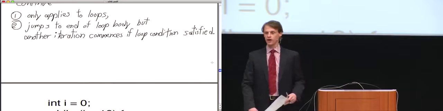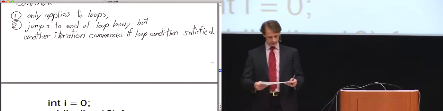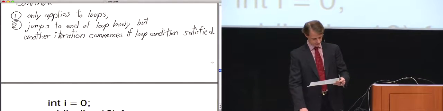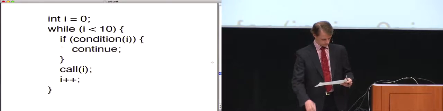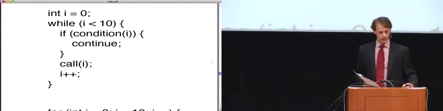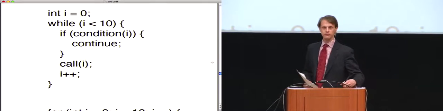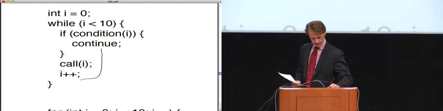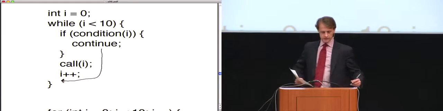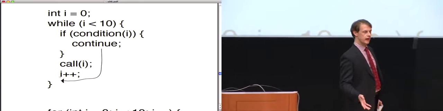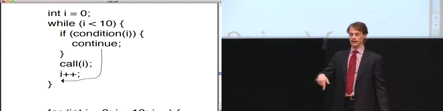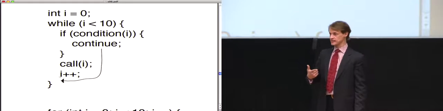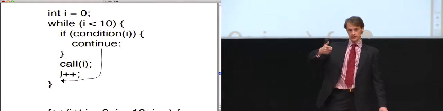And again, you should have code on your handout that illustrates this. So here's a while loop. If some condition is true, then it calls the continue statement. And what the continue statement does is it jumps to here. So it skips over all the rest of the loop body, but you're still inside the loop body. You do the loop condition test again, and if it's true, you go back to the start of the loop and iterate again. If not, you quit.